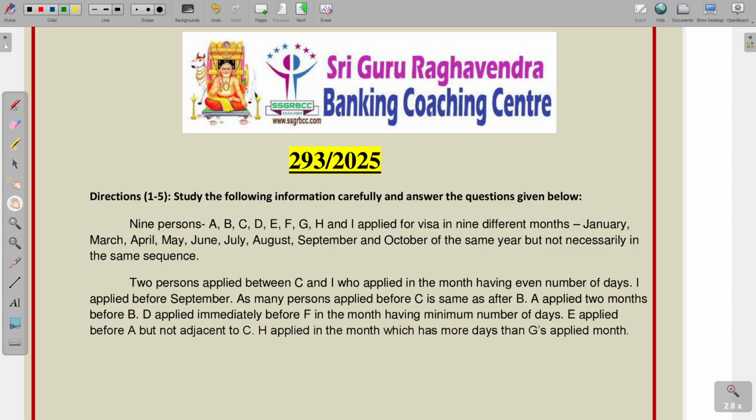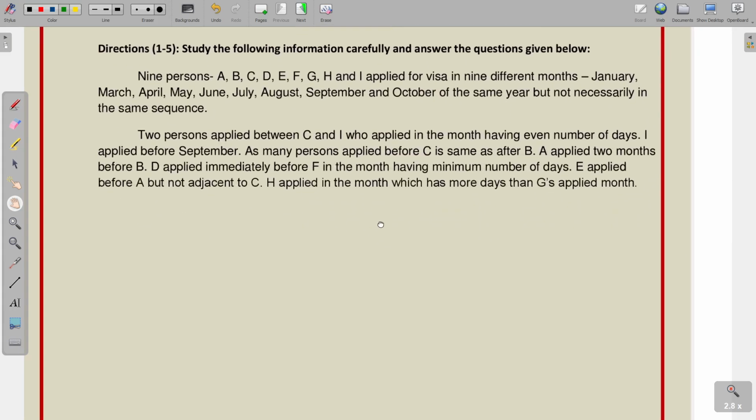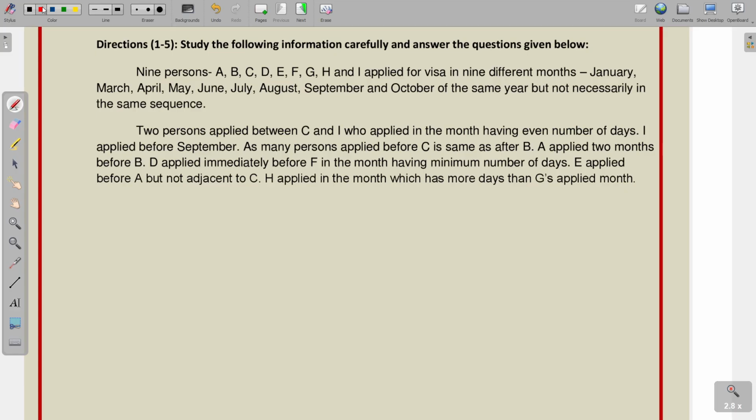So in this class we will discuss paper number 293 starting from directions 1 to 5. See the first one. 9 persons A, B, C, D, E, F, G, H and I applied for visa in 9 different months: January, March, April, May, June, July, August, September and October of the same year, but not necessarily in the same order. So 9 persons are applying for visa in 9 different months starting from January, March, April, May, June, July, August, September, October.